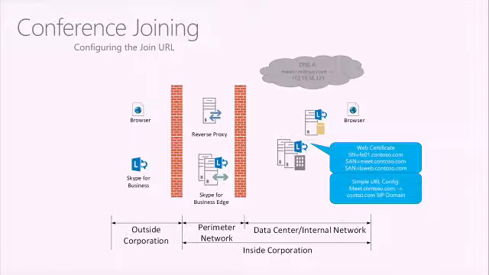At that point, by looking at the Meet URL, I can tell, oh, meet.contoso.com, the SIP domain is contoso.com. Fantastic. I can construct the GRUU as appropriate and boom, we're ready to join the meeting.